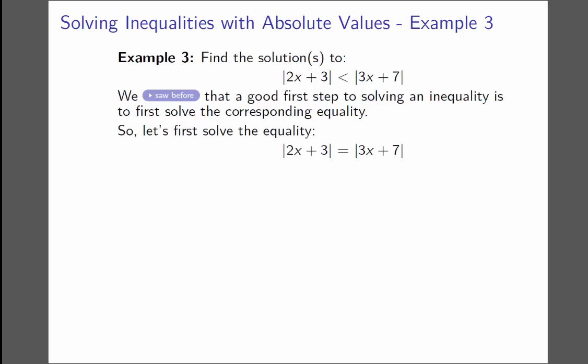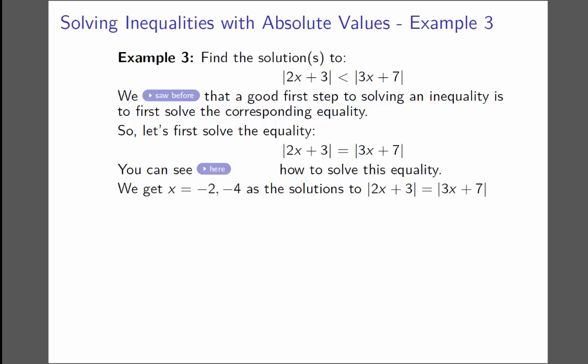So let's start by solving the equality absolute value of 2x plus 3 equals the absolute value of 3x plus 7. We have already solved this equality. If you would like to see it again, click the purple link now. Solving this, we get that x equals -2 and x equals -4 as the solutions to the equality absolute value of 2x plus 3 equals the absolute value of 3x plus 7.